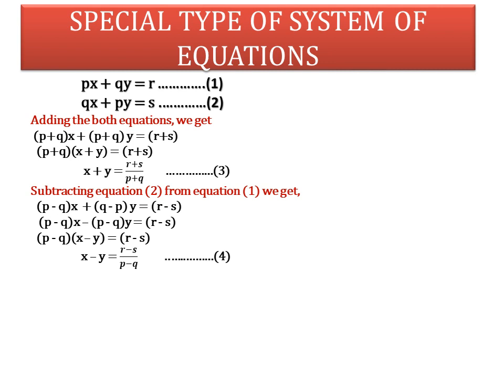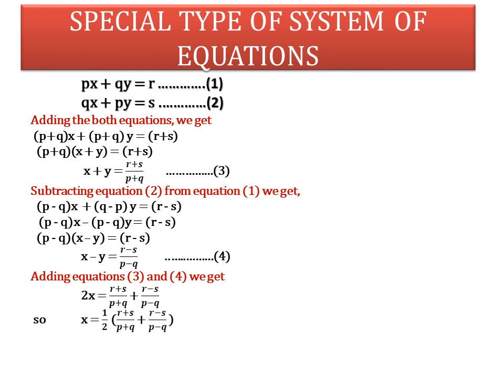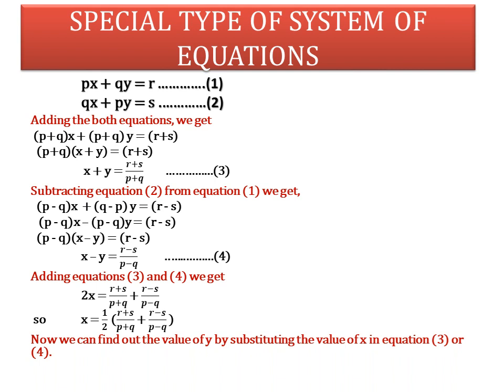Now to find the variables, we have to solve equations 3 and 4, which can be solved in a very easy manner. Adding equations 3 and 4, we get 2x equals (r plus s) upon (p plus q) plus (r minus s) upon (p minus q), and dividing both sides by 2, x equals 1 by 2 times [(r plus s) upon (p plus q) plus (r minus s) upon (p minus q)]. Now we have the value of x, and we can find the value of y by substituting it in equation 3 or equation 4. Let's see an example for better understanding.